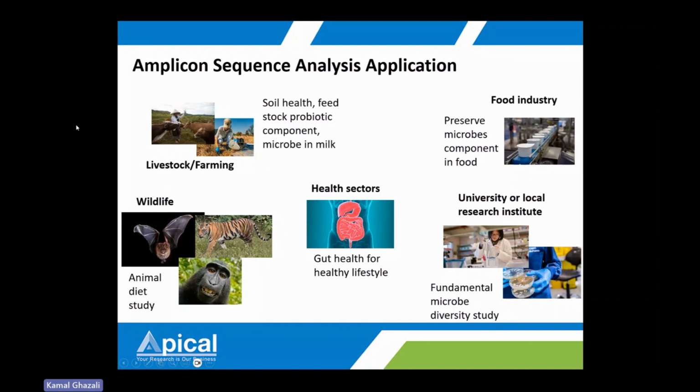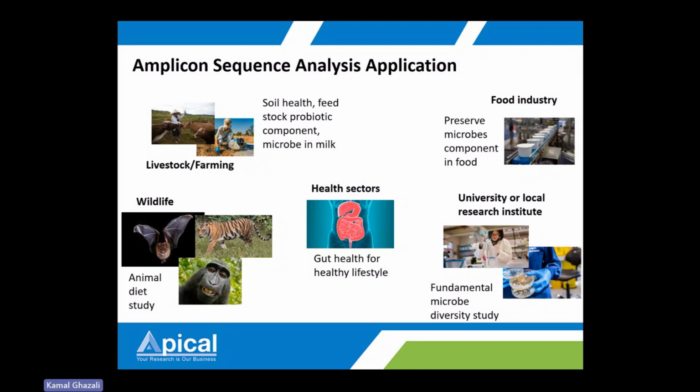Or perhaps you are in the food industry, which has become more interested in ensuring that foods, for example the probiotic drinks like Vitagen and the yogurt that we eat, always have a consistent amount and type of microbes inside the food. So Amplicon sequence analysis can be used to study the components of the food.